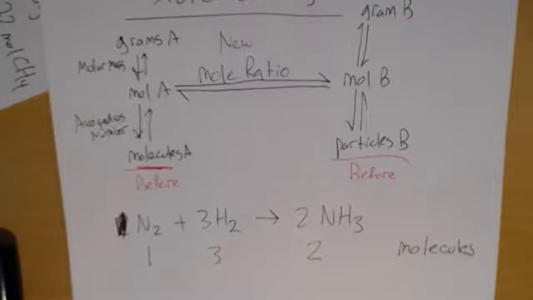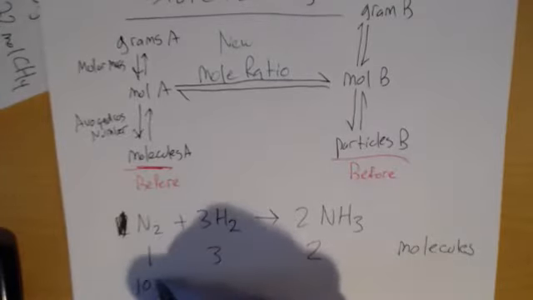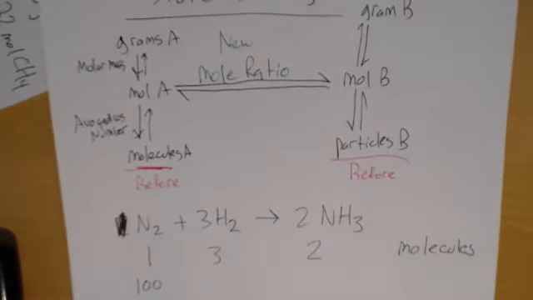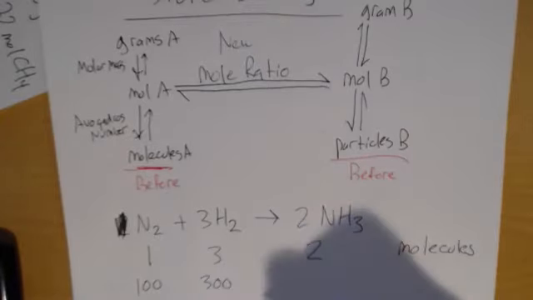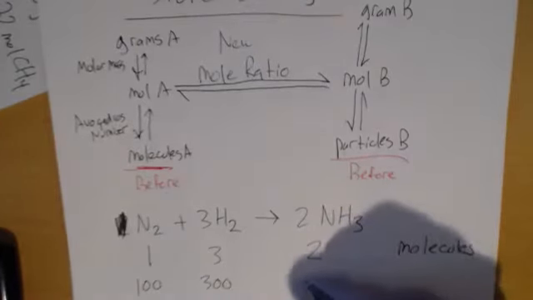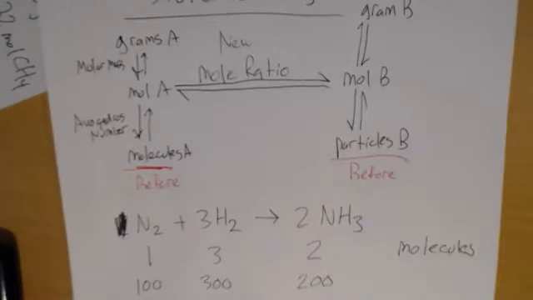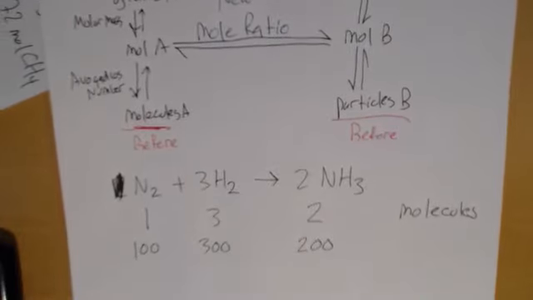What if we had 100 molecules of nitrogen? How many hydrogen would react with it? I would say 300. It's exactly right. And I would expect 200 ammonia to form. Okay, I'm going to push this up now. I hope you got your notes.